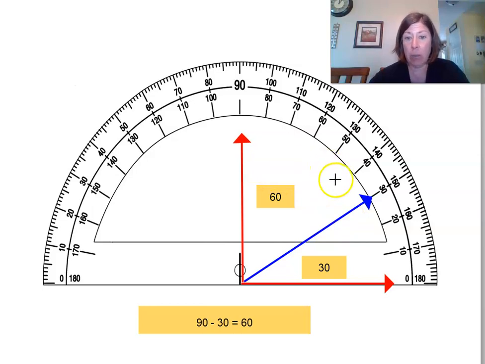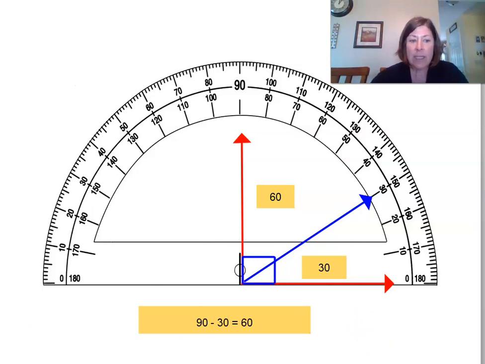I could check it with my protractor from here, just count by tens. 10, 20, 30, 40, 50, 60. 60 plus 30 actually gives me this right angle, which I know that it is.